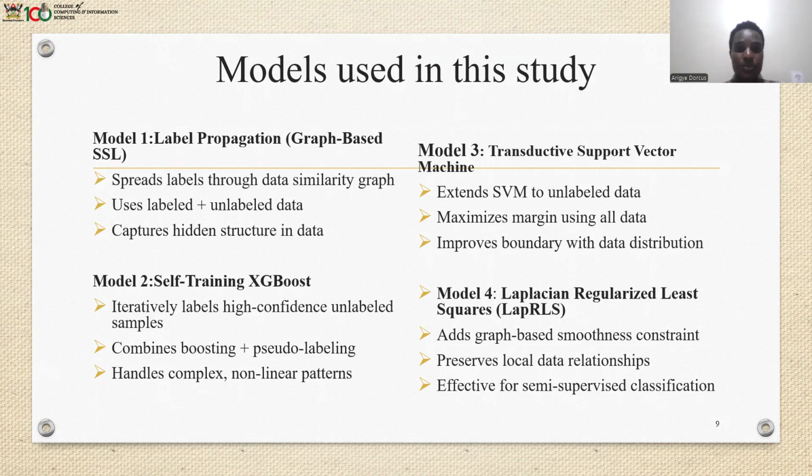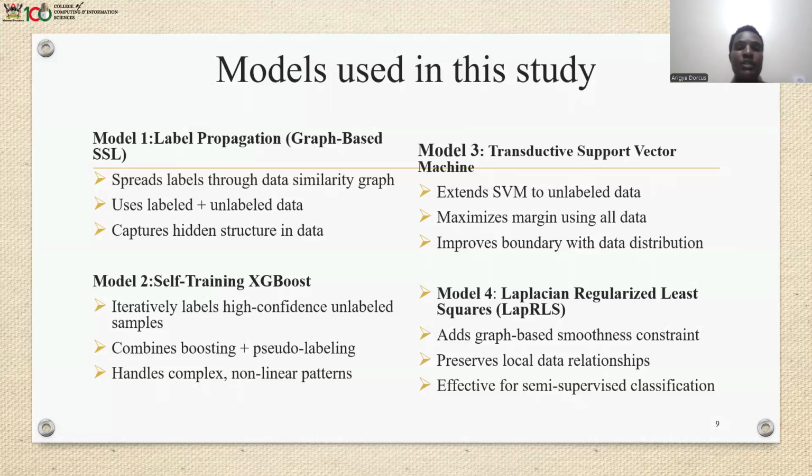So we applied four semi-supervised learning models: the label propagation, self-training XGBoost, transductive support vector machine, and the Laplacian regularized least squares. The main reason for selecting these models is because of the nature of our dataset. About 75% of the data is unlabeled, which makes fully supervised approaches ineffective. So instead, these models allow us to learn from both labeled and unlabeled patient data.